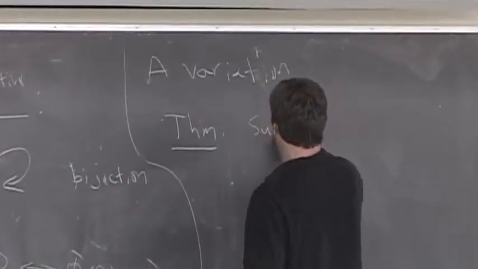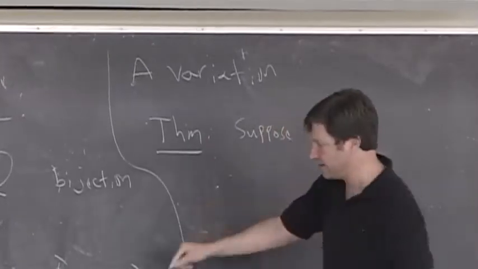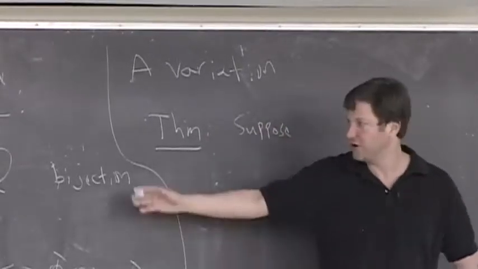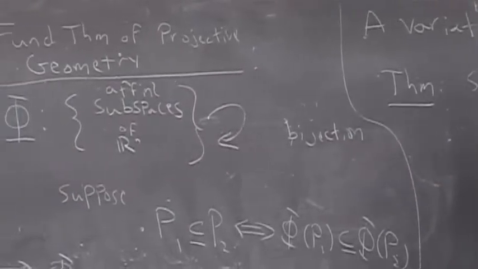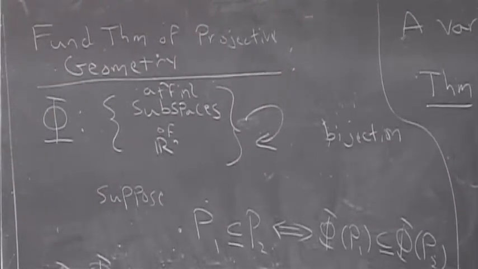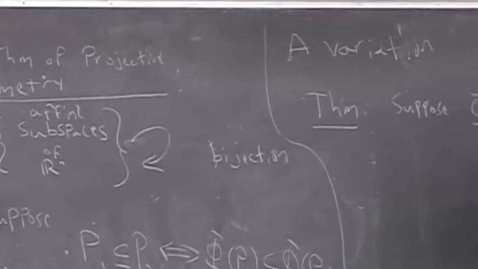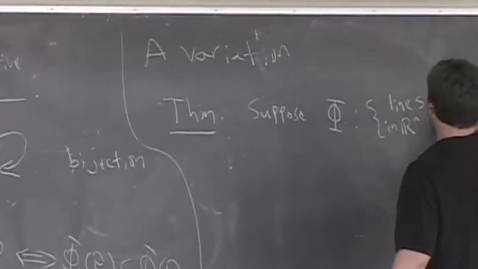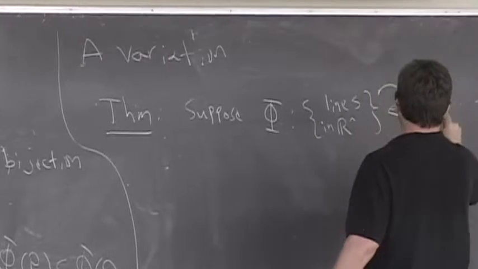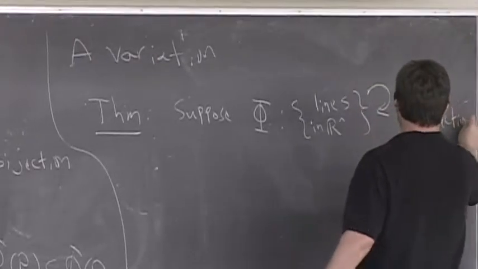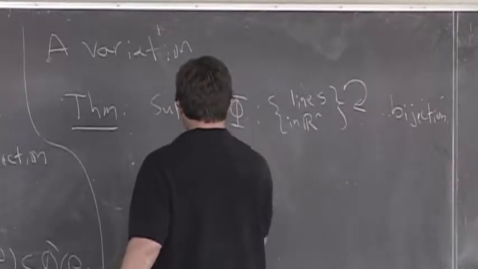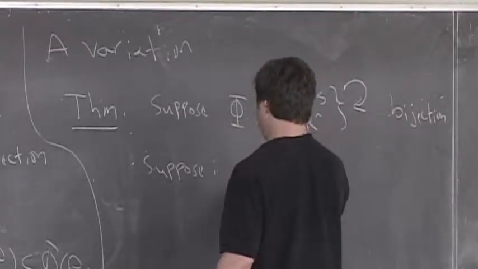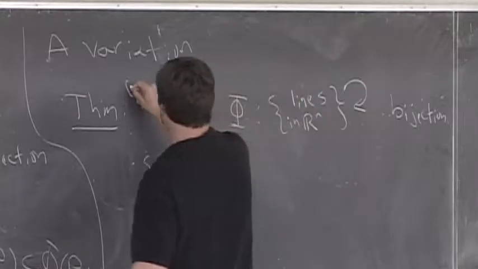Suppose I thought, what if you don't have inclusions of planes and stuff? Of course, this is just a bijection from an uncountable set to itself. But suppose phi is a bijection from the set of lines. What can you do with lines? It's a set map that's a bijection. And suppose, let me state it this way. Let me do the n equals 2 case.